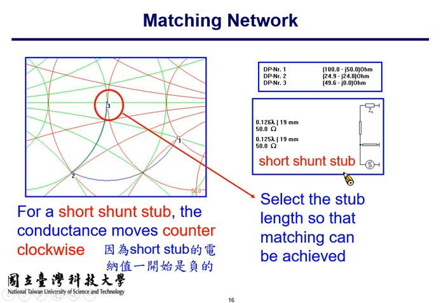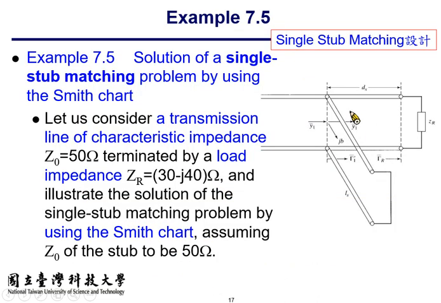Well, if you use a short stub, then the locus moving from 0.2 to 0.3 is counterclockwise, because a short terminated stub will provide you negative susceptance. Wow. All right. So here's an example.